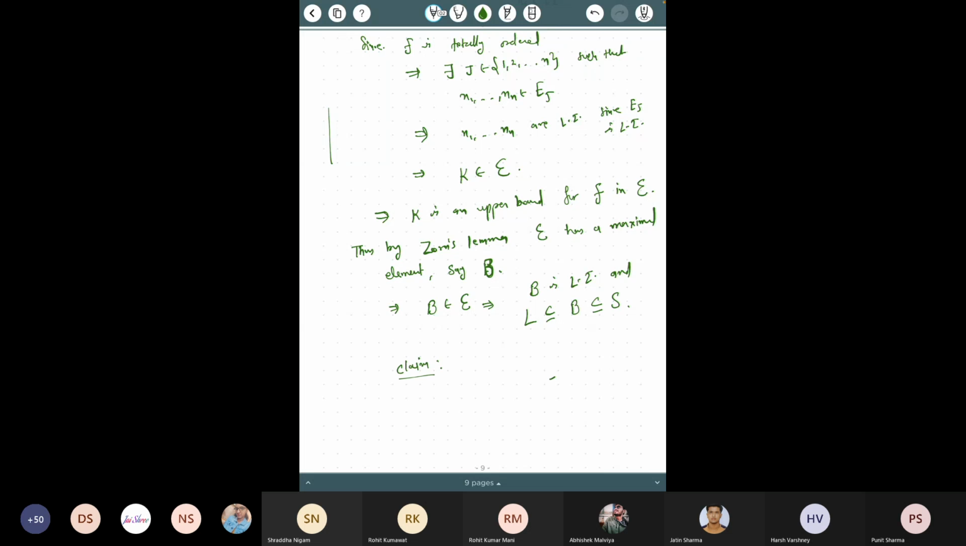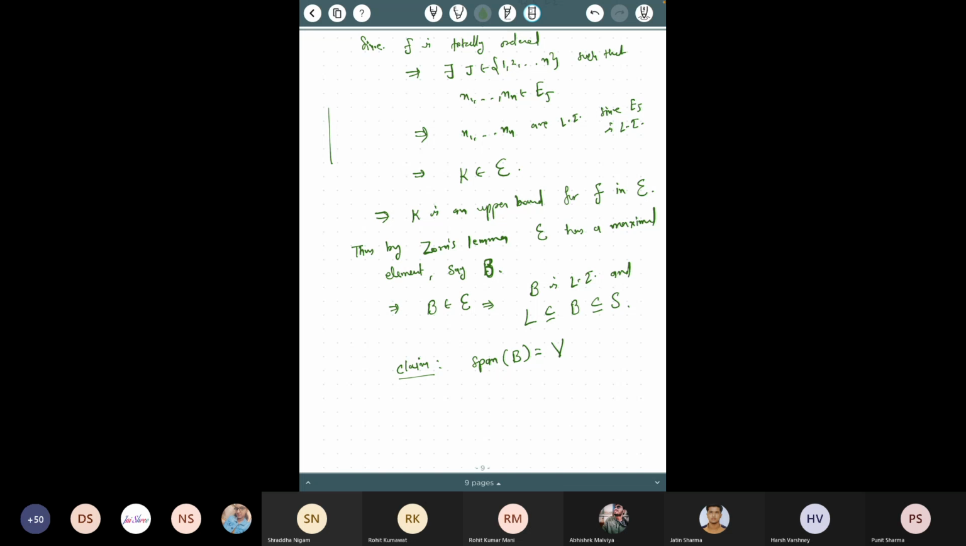So our claim is to show now that the span of B is equal to V, and we are done. If we show that the span of B is equal to V, then B is a basis, and it contains L and it is contained in S. You agree with me? So we just have to show that the span of B is equal to V. Okay, fine.